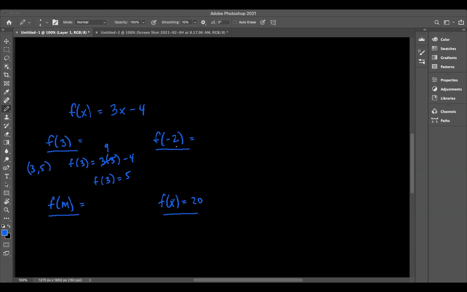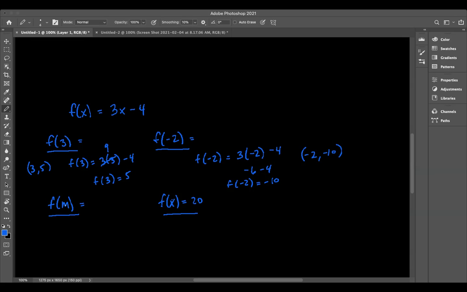That's a coordinate point. So let's do another one. Basically, I have f of -2. So I'm going to substitute in anywhere there's an x. -2 times 3, that gives us -6, minus 4. And that gives us f of -2 is equal to -10. So the coordinate point for that would be (-2, -10). Like that. Beautiful.